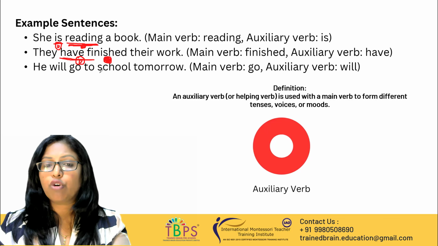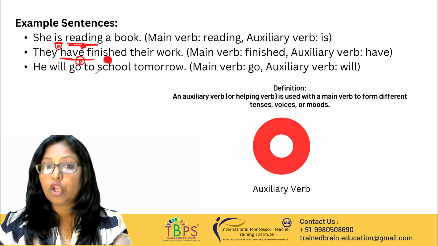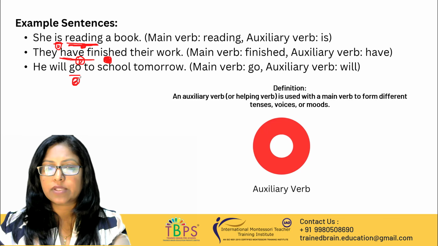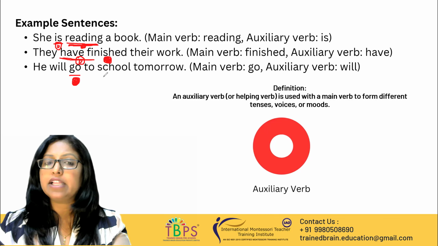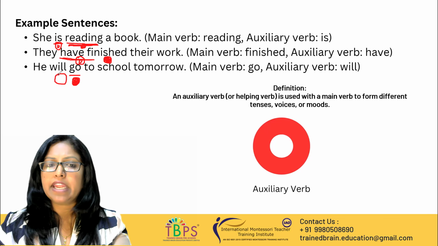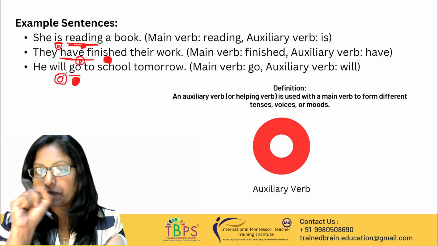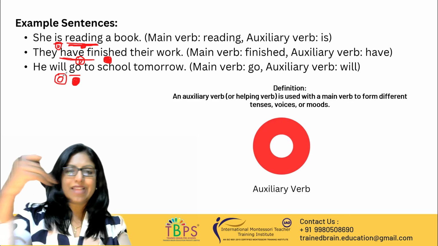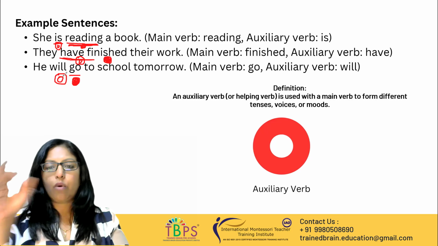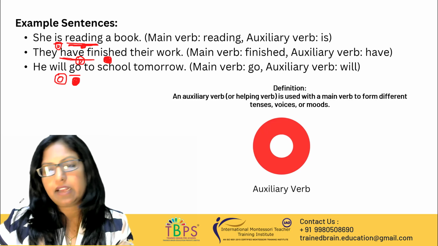He will go to school tomorrow. Go is the main verb, correct? So main verb. Okay, so this is the main verb. Will go. So will becomes my helping verb or the auxiliary. For that, we have to mark this sentence, mark this symbol. So that helps me to define how well that I would be using it in our classes.